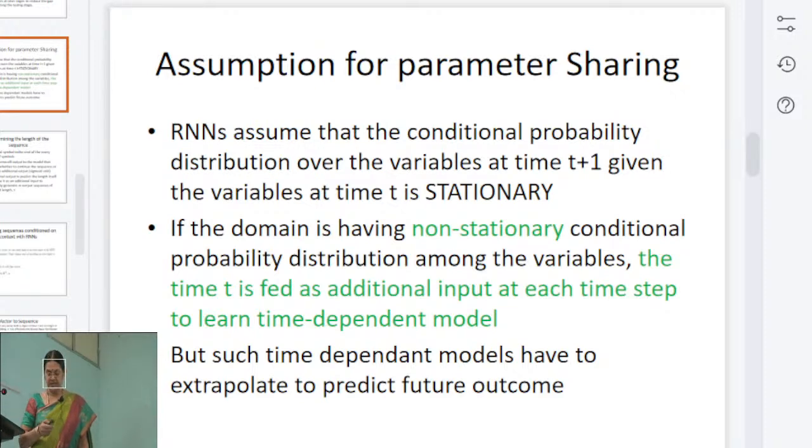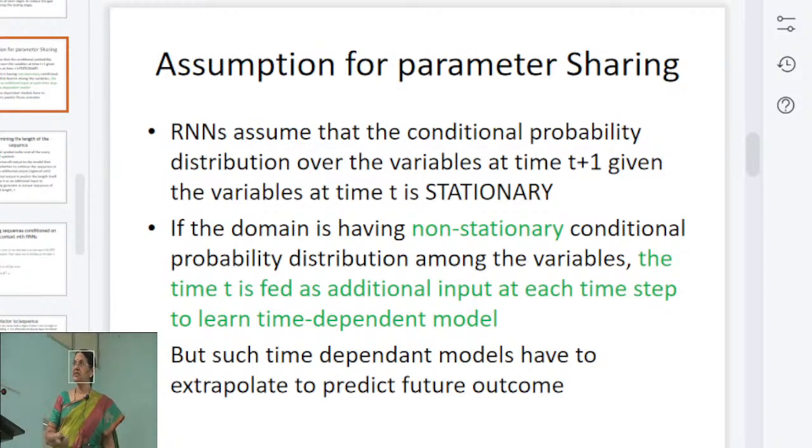So you are making the stationary assumption, that the signal is stationary. The relationship between input, previous state and the present state as well as the output is stationary. Then only you can learn a single set of matrix values for U, V and W. If the domain has non-stationary conditional probability distributions among the variables, the time t is fed as additional input at each time step in order to learn a time-dependent model.